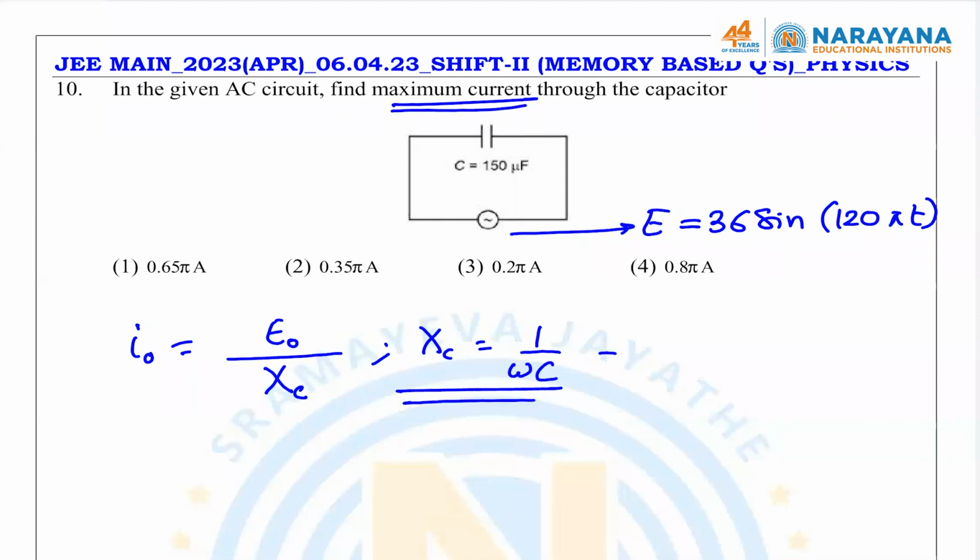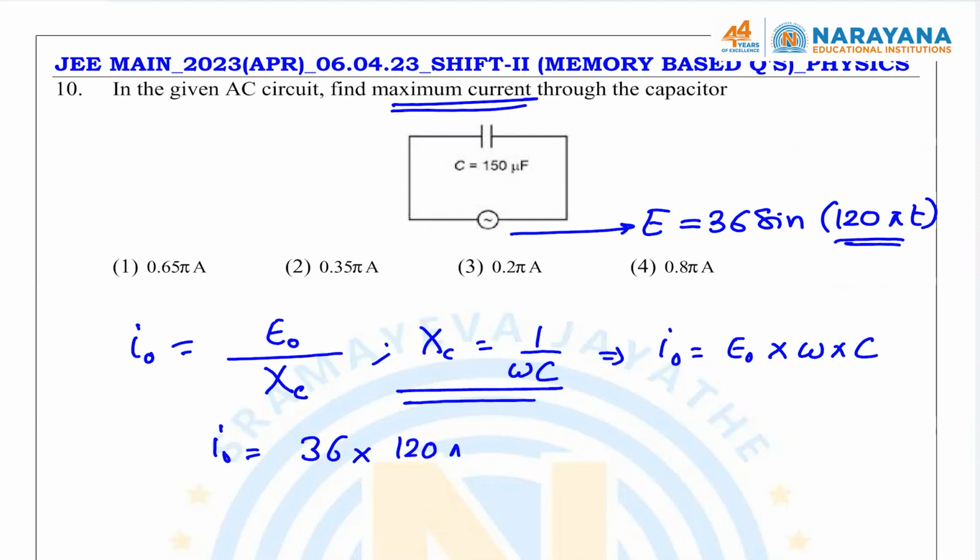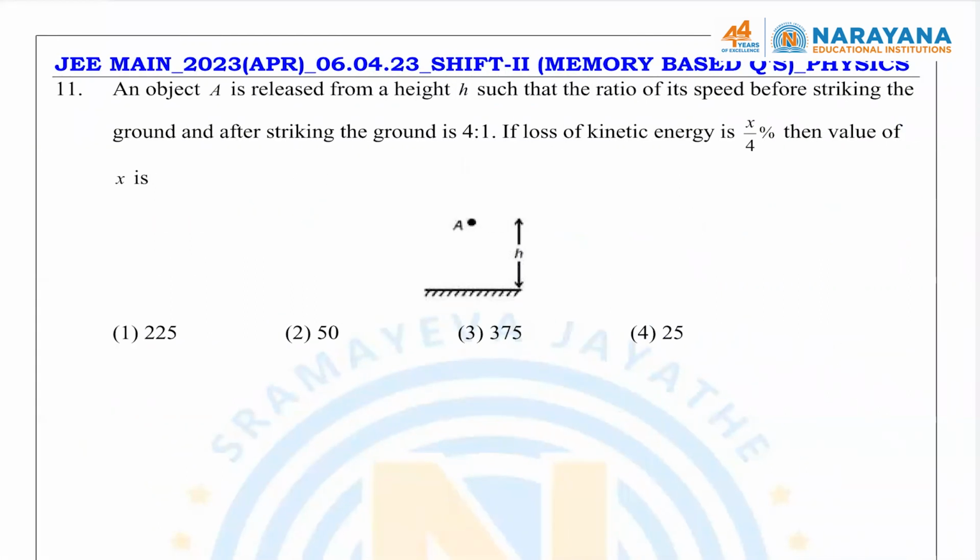You need to remember these results. So I naught can be written as E naught times omega times C. So this is nothing but straightforward calculation. EMF peak value is 36, omega is 120 pi, and capacitance is 150 microfarad. Micro is 10 to the minus 6, so we need to solve this value. To save your time, I already have this solved: 0.65 pi ampere. So that is the first answer. All right, that's a cool one. Next, go for the next question.